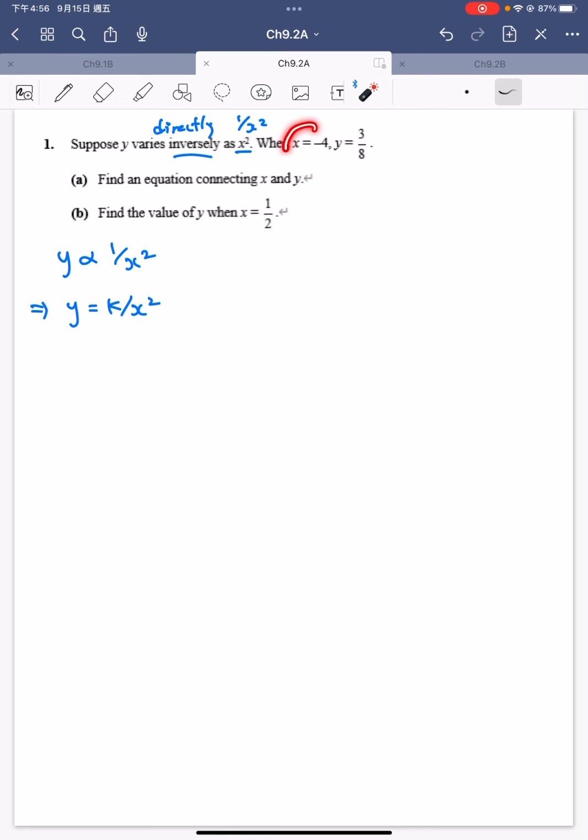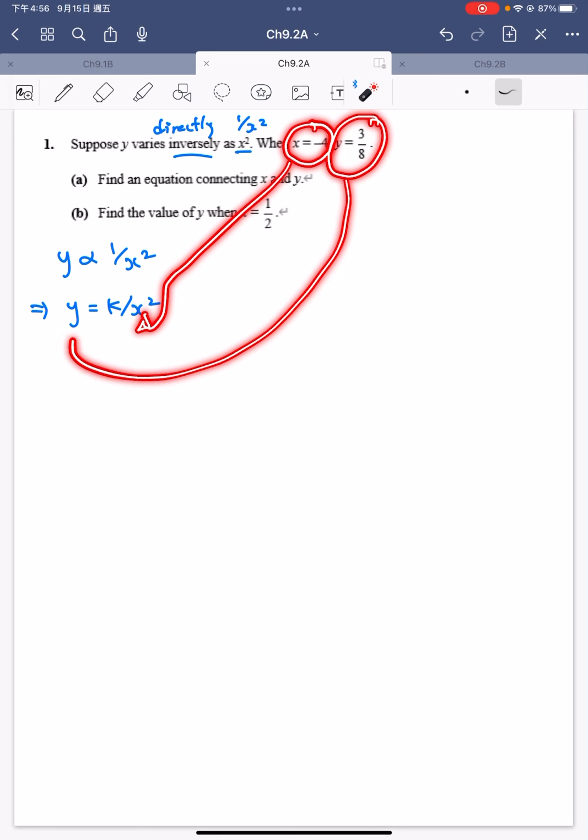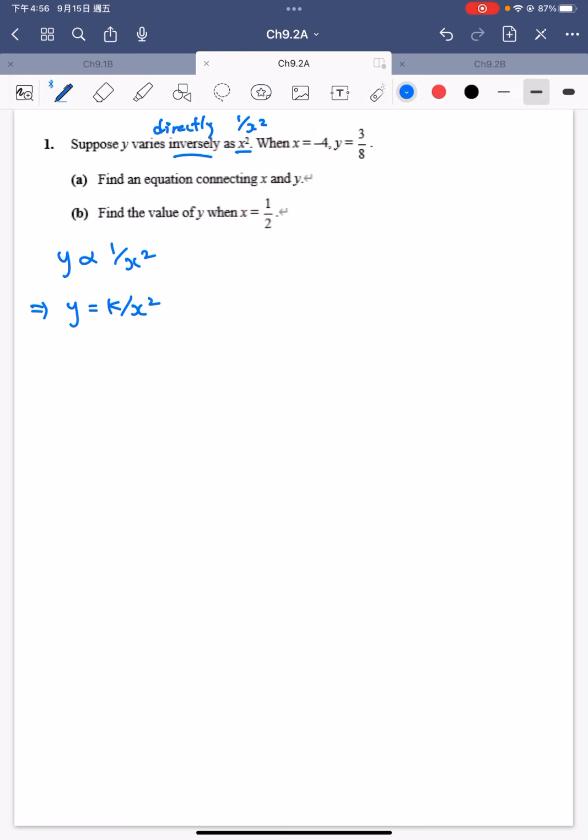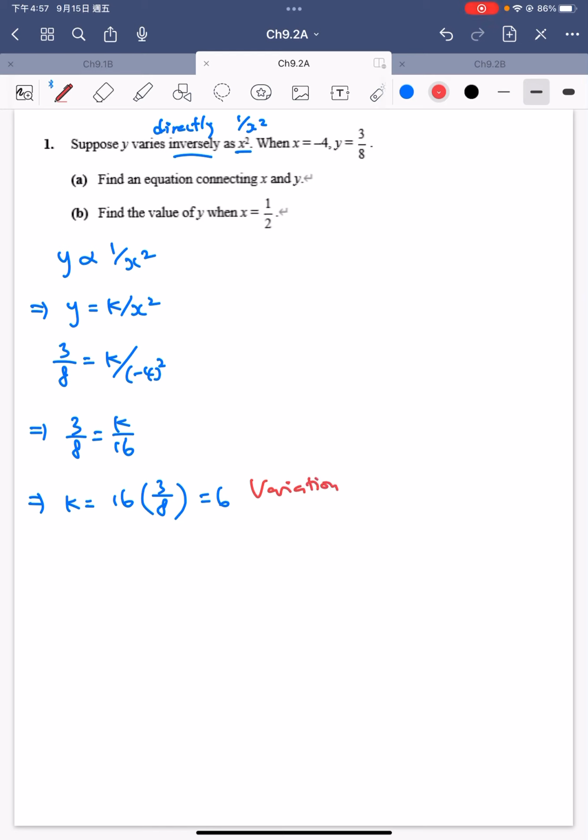So then we can substitute x equal to -4 and y equal to 3 over 8 into here. Then we have 3 over 8 is equal to k over -4 squared. So -4 squared will give you 16, which means that 3 over 8 is equal to k over 16. And then we move the 16 to the left-hand side, and we have k is equal to 16 times 3 over 8, and this will give you 6. So 6 is our variation constant.